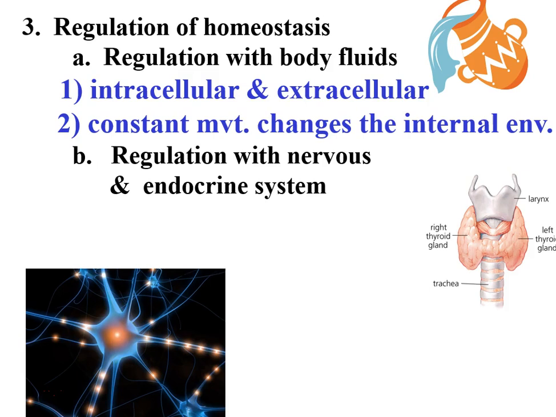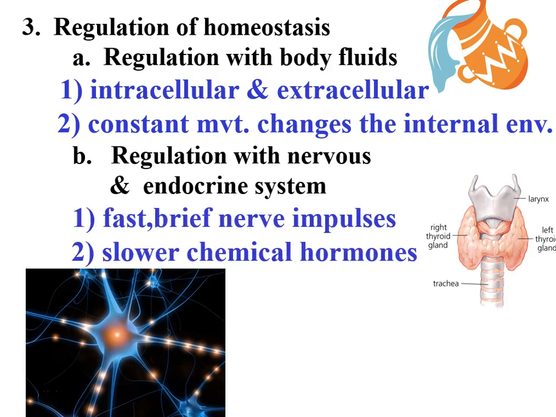Another way to regulate homeostasis is with the nervous system and the endocrine system. If you remember, those are both controlling systems. The nervous system does it with fast nerve impulses. The endocrine system does it with slower hormones. So fast, brief nerve impulses or slower chemical hormones.